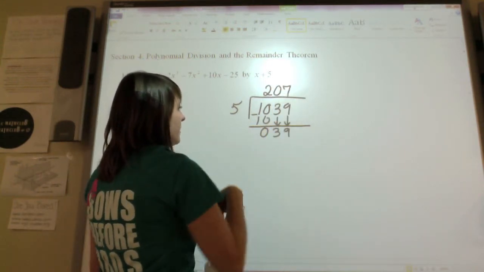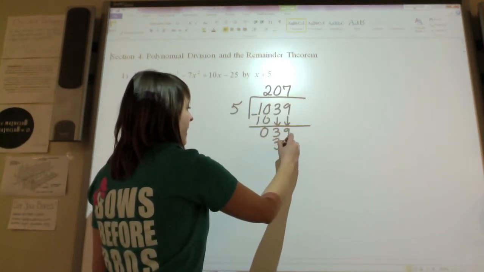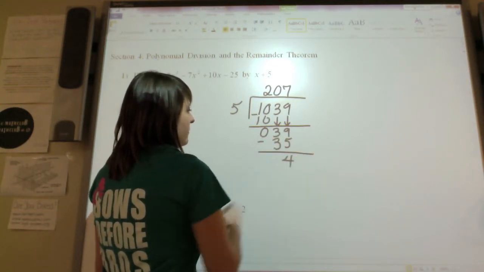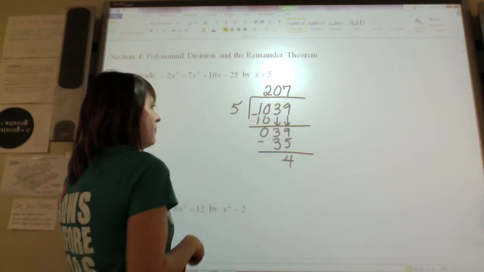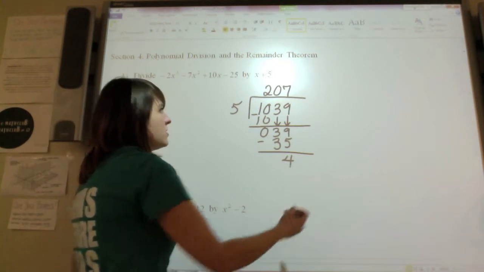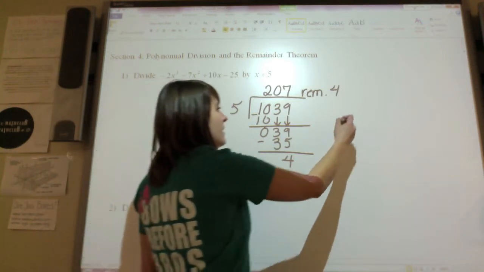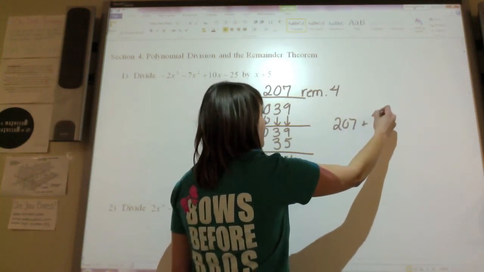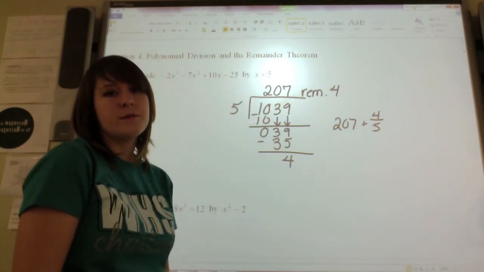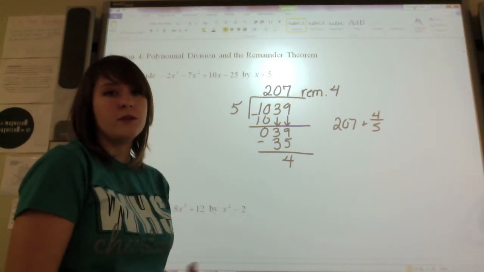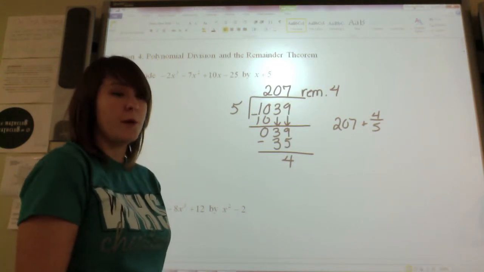So I write my placeholder here, and then I write my 7. So then I say 5 times 7, that gives me 35. When I subtract those numbers, I get 4. So the answer to this problem is that when you divide 1039 by 5, you get 207 with a remainder of 4. Another way you could write that is 207 plus 4 over 5, or 207 4/5. Okay, so now that we've reviewed a normal long division problem, polynomial division is the same exact process. It's just now we're talking about polynomials instead of just normal numbers.